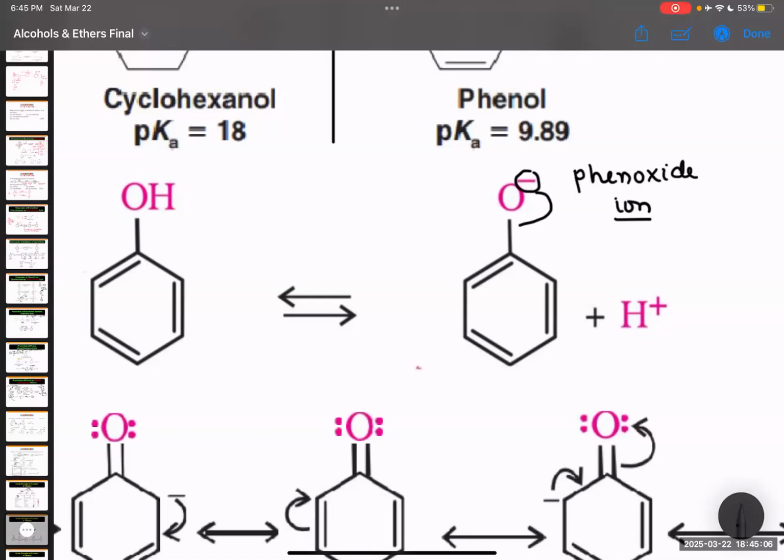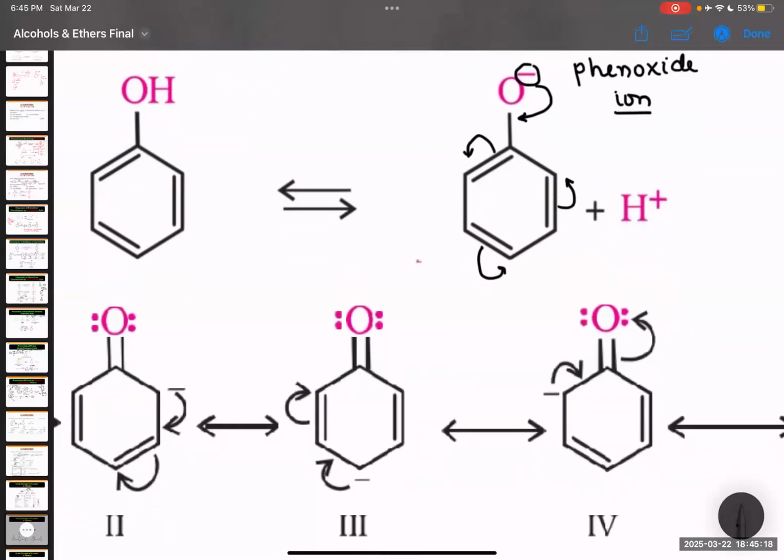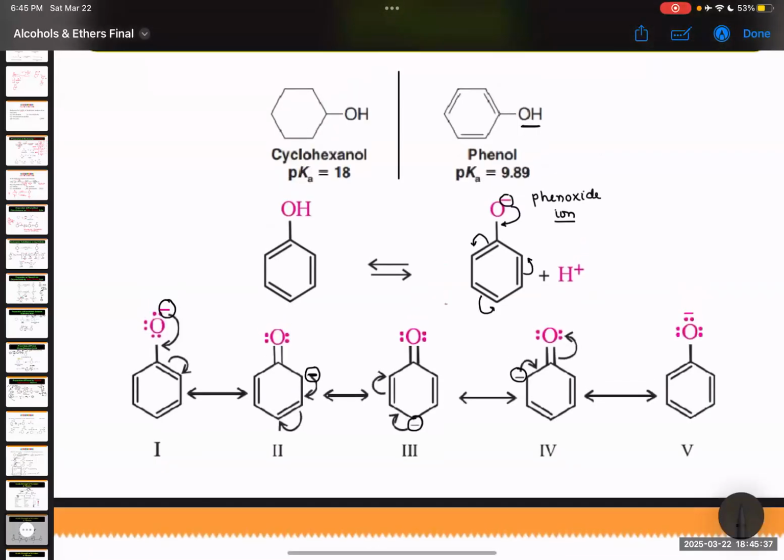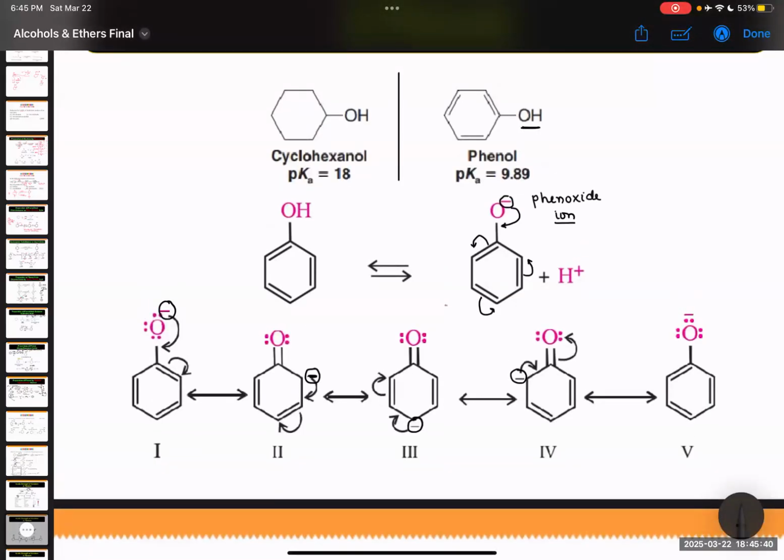This phenoxide ion will undergo resonance, and you have negative charge, and I have written the resonance structures coming on this, which was originally on O minus. You can see it is coming on ortho position, para position, and ortho position. So what I mean to say over here is this negative charge got dispersed on multiple positions, so it was stabilized.